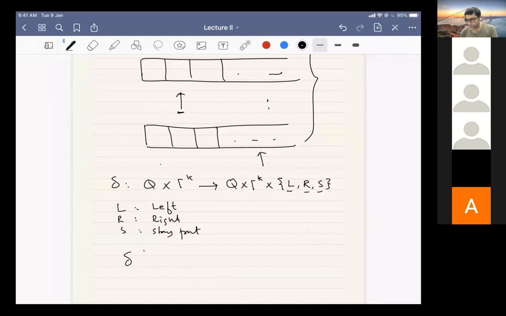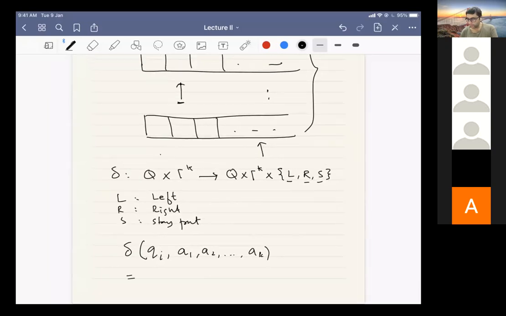So we would say that the transition requires that, let's say the machine is in Q1. Okay. And since there are K tapes, let's say A1 is the symbol on tape 1, A2 is the symbol on tape 2, and so on, up to AK. So these are the K symbols that the machine is reading. Now, as a result, the machine may decide to go to some state QJ. It may decide that A1 be replaced with B1, A2 be replaced with B2, and so on. And it may decide to move the first head to left, for example, the second to right, and so on. Okay, is this clear?